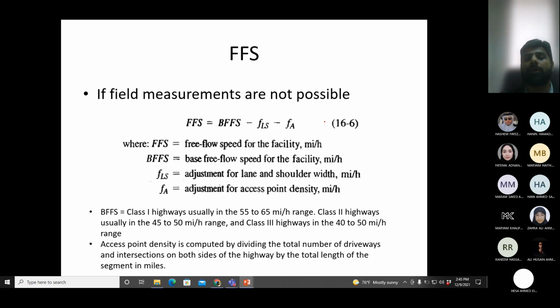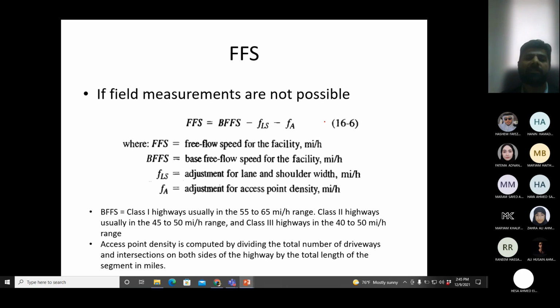If measurement is not possible at all, then just use this equation. So we have three options to find the free flow speed on two-lane highways. Measure it in free flow conditions. Measure it in some other conditions and then calculate the free flow speed. Or just use this equation without any measurement to calculate the free flow speed.